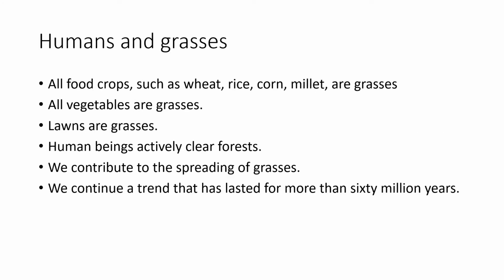Humans and grasses: all food crops such as wheat, rice, corn, and millet are grasses. All vegetables are grasses. Lawns are grasses. Human beings actively clear forests. We contribute to the spreading of grasses. We continue a trend that has lasted for more than 60 million years.